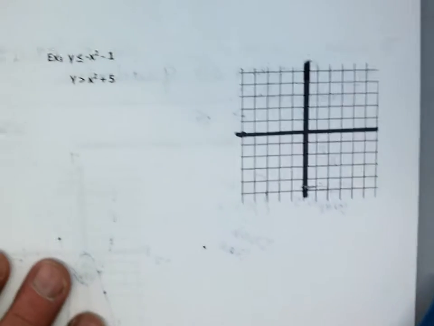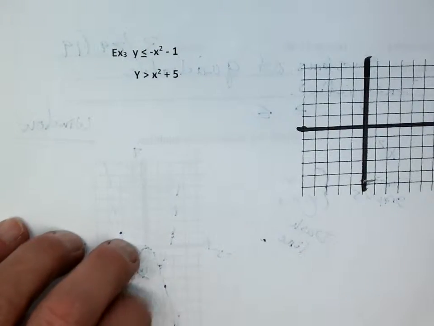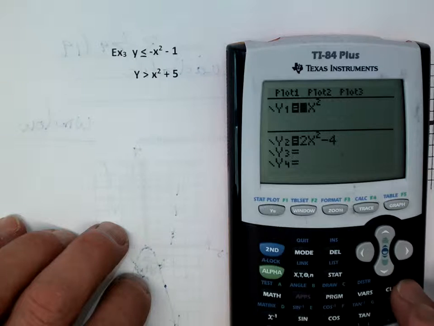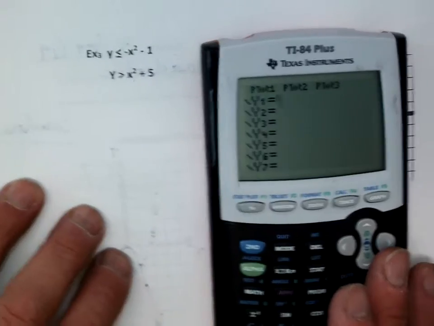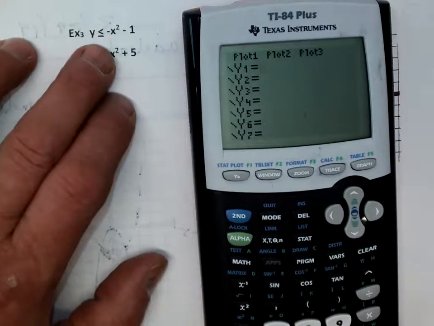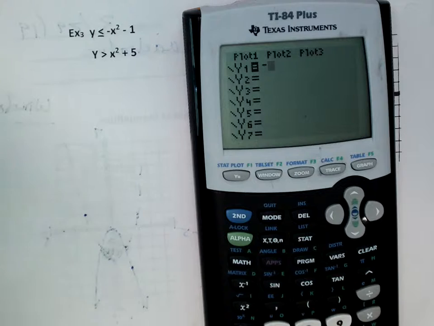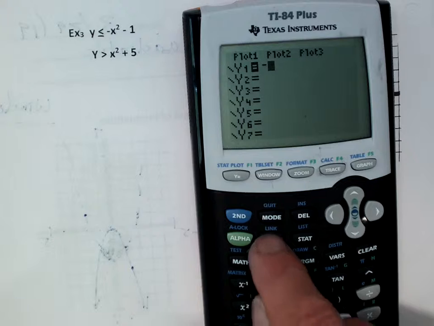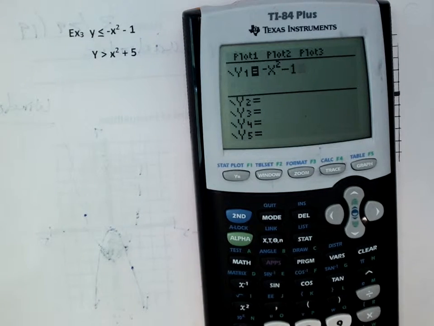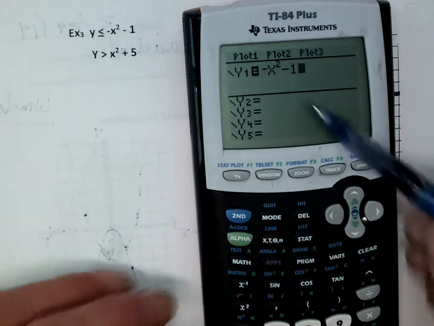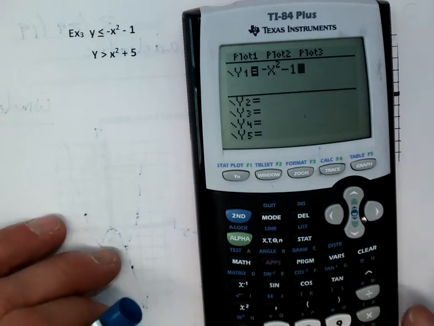Now let's take a look at example 3. I'm going to go to y equals and clear out those. Am I going too fast? Now I'm going to put in a negative. There is a difference between a negative and a subtract. Negative x squared, subtract 1. So it's a negative and a subtract. I'm going to graph that.